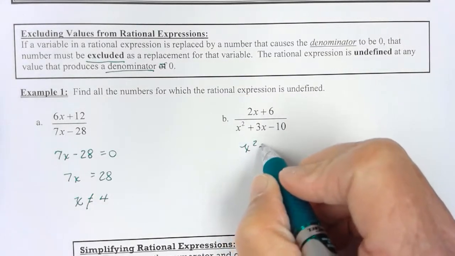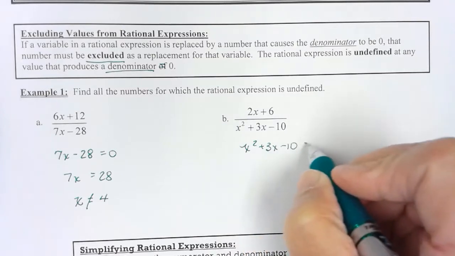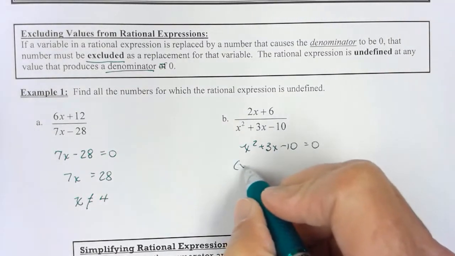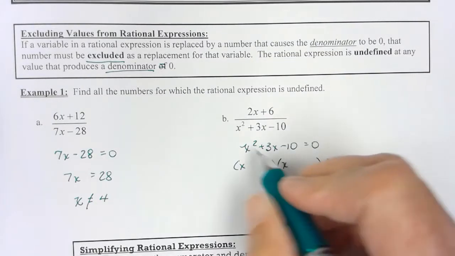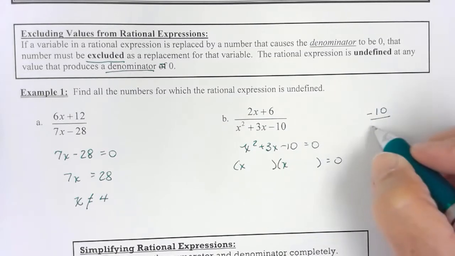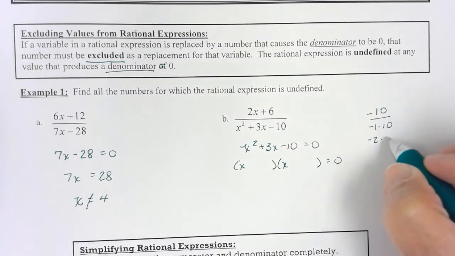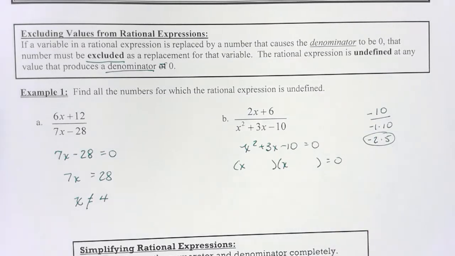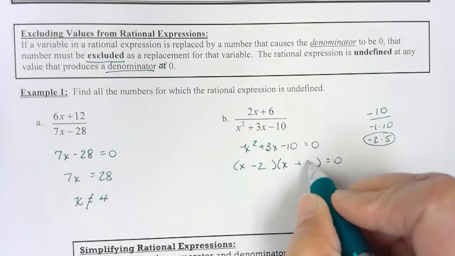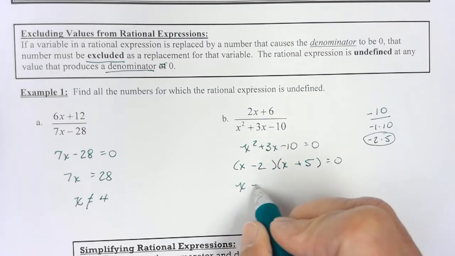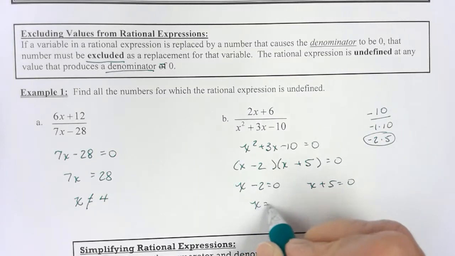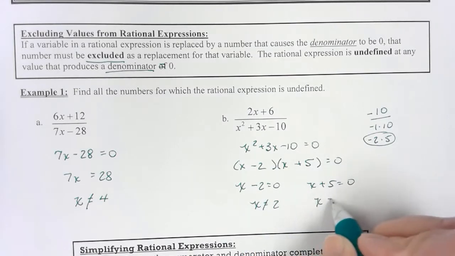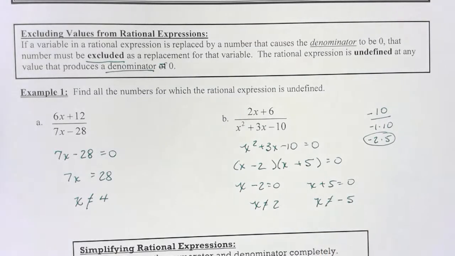Let me get my denominator. This is a trinomial that has a coefficient of 1. So 1 times negative 10 is negative 10. That's the pairing I need. Those two numbers would have to be excluded from the domain.